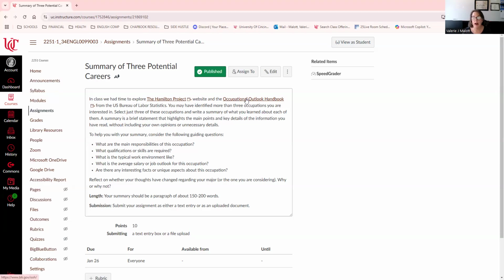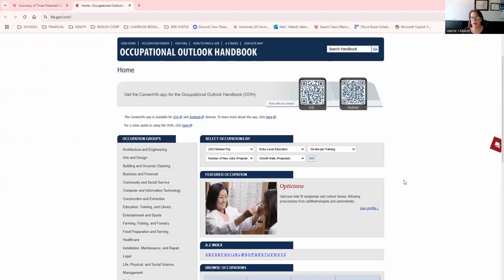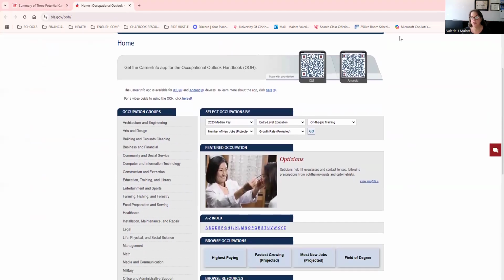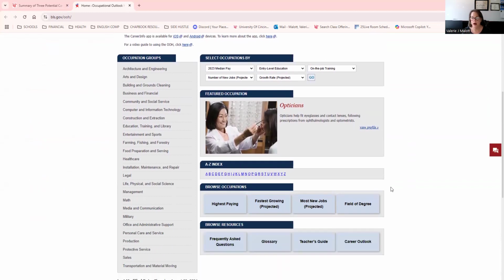The Occupational Outlook Handbook is really, really handy to help you with this summary. So I'm going to open that up here and you can take a look at it. You can also scan and have it on your phone. So they give a list of occupation groups. These are really, really generic.